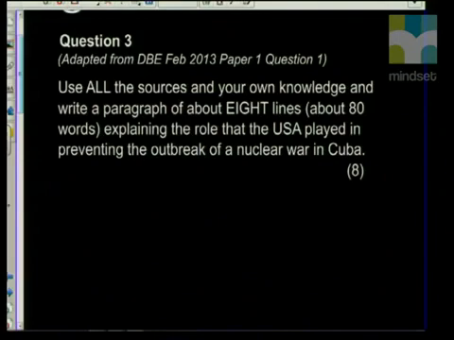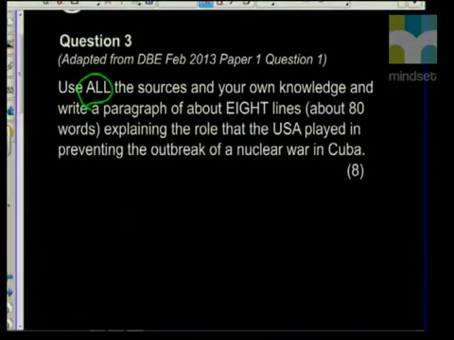Now, let's read the instruction together. It says, use all the sources. Now, that is very important because in your response, you need to make sure that you've got points from all the sources. So you use all the sources and your own knowledge. So these are the two main things. Now, you'll remember from the short questions that there were questions where you were using the sources, extracting information directly from the sources, and there were questions where you were asked to use your own knowledge as well.